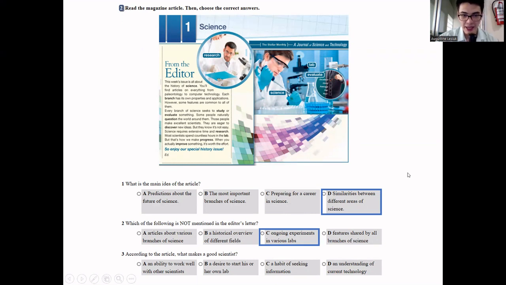All right. Lastly, according to the article, what makes a good scientist? The answer to that one is a habit of seeking information. So the main points that the article talked about, the passage, was that a scientist needs to always be looking for information. They always have to want to go through old data, new data, whatever. They always need to look for information for their research. Okay, so those are the answers for this part. On to the next part.